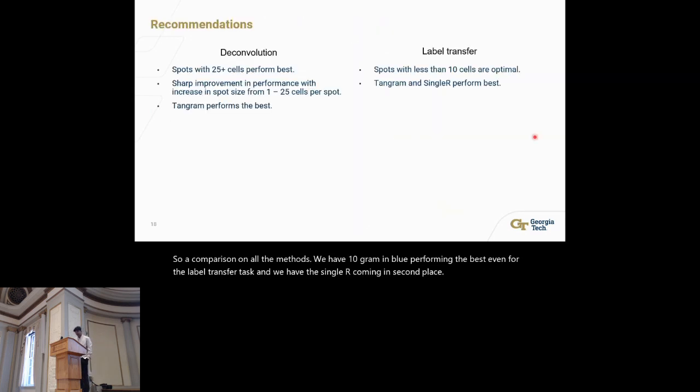So finally, the recommendations for both tasks. For deconvolution, we recommend a spot size of 25 or more cells per spot, and tangram is the best performing method. And we can see that there is a sharp improvement in accuracy once you increase the spot size from 1 to 25 cells per spot. And for label transfer, you can see that the spots with 10 or less cells are ideal, and tangram and single R perform the best here.